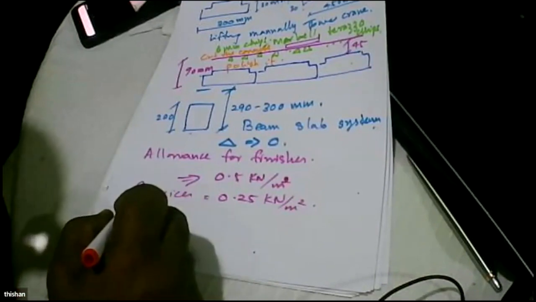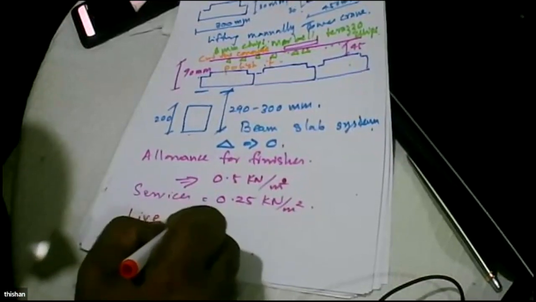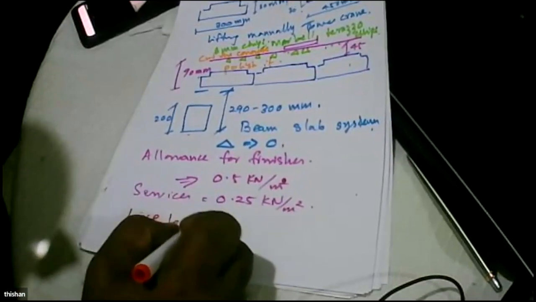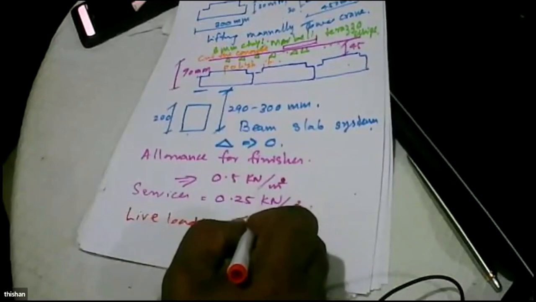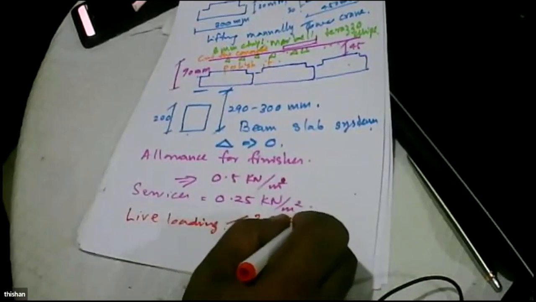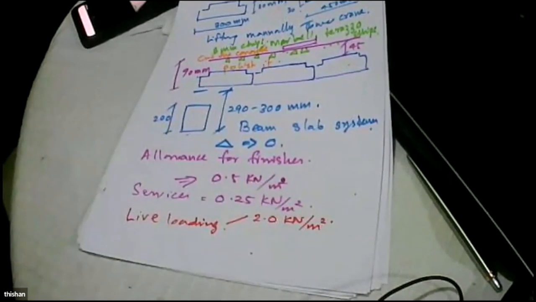But we allow for live loading. So for live loading, the minimum is 2 kilonewtons per meter squared, in any area where people can gather in a house. Because a house will not have a huge number of people, you can go for that value in a house.